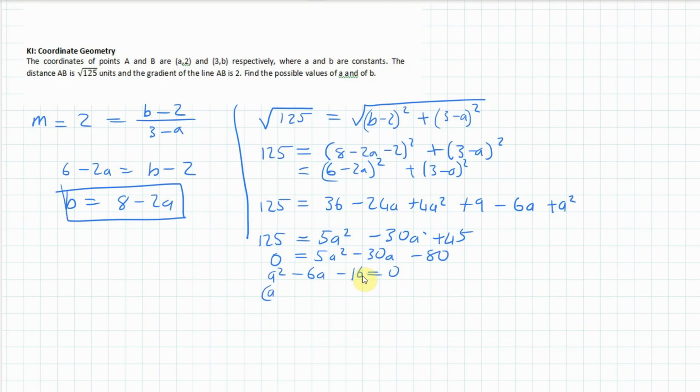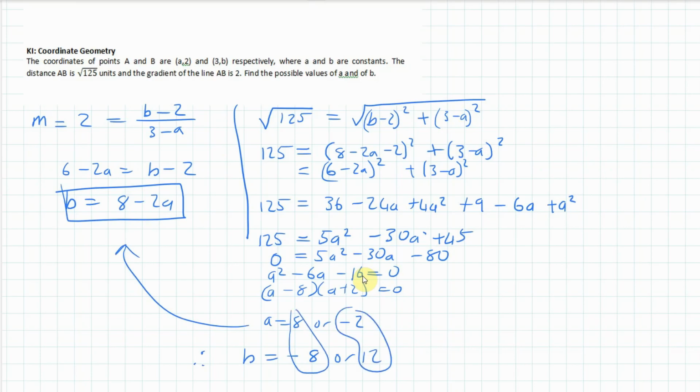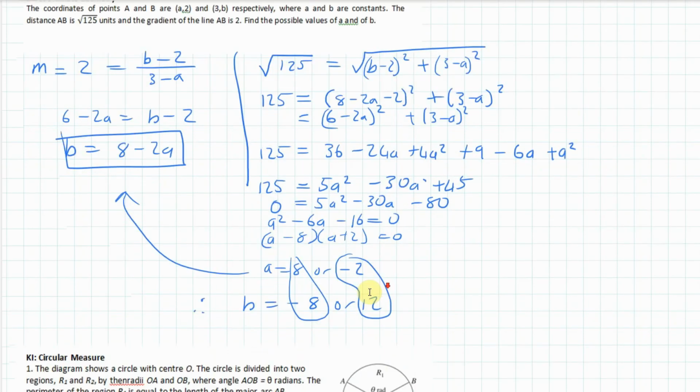Then we can factorize that, I think. Yeah, I think it should be a minus 8, a plus 2 equals 0. And so we're going to get a is equal to 8 or minus 2. And therefore, b is equal to, now I can just take these values and chuck them up here. So that will give me negative 8 if I use the 8 for a. Now if I use the minus 2, I'm going to get 8 minus 2 times minus 2, which is plus 4, so 12. So these are, up here, 8 comma negative 8, or negative 2 comma 12.